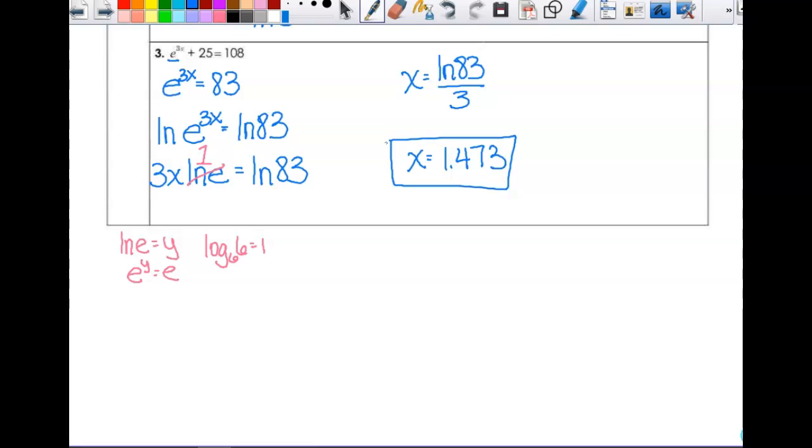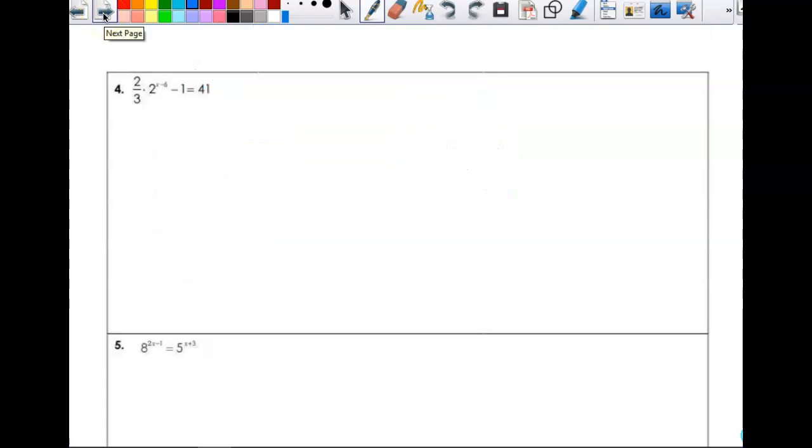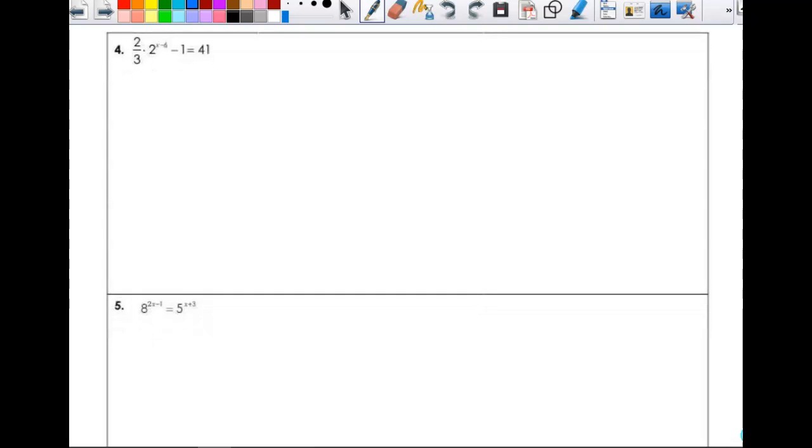Awesome. All right. So let's look at number 4. So I need to isolate my exponential, which is that. So I got to get that by itself. So I'm going to start by adding 1 to both sides. So I get 2/3 times 2 to the x minus 6 power equals 42.